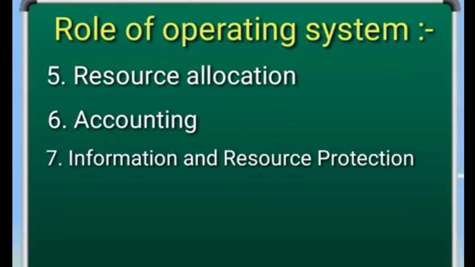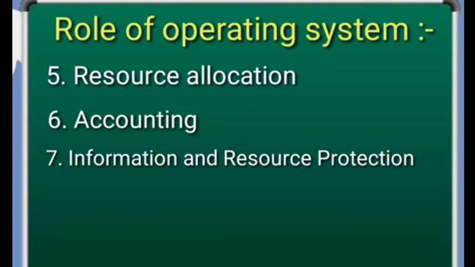The seventh role of the operating system is information and resource protection, ensuring that the information and the resources which are available on the machine should be used in the correct way. It means that no one should, you can say, avail the functions or the resources in an invalid way.